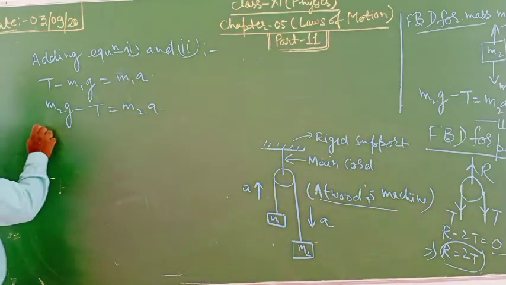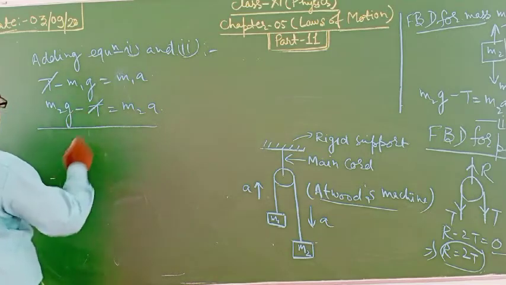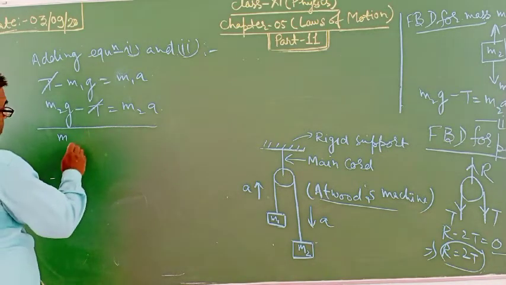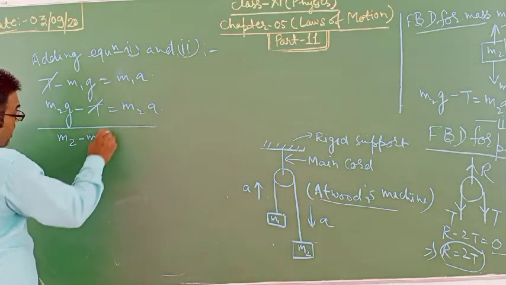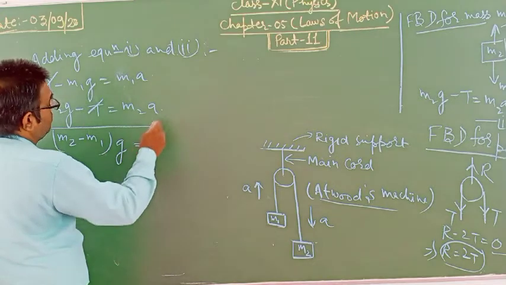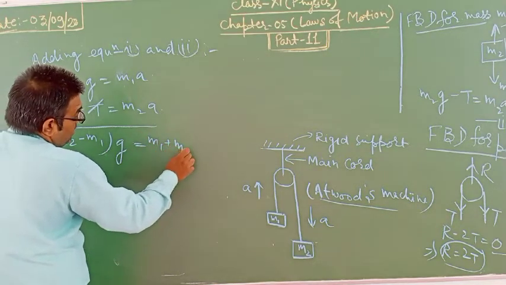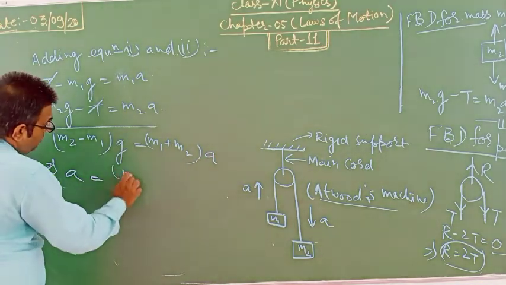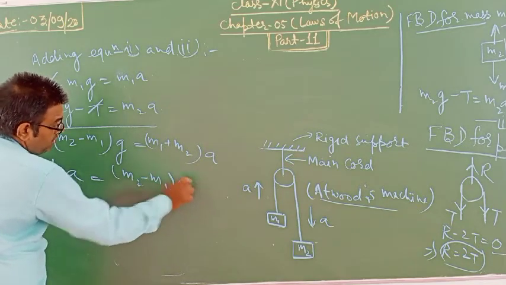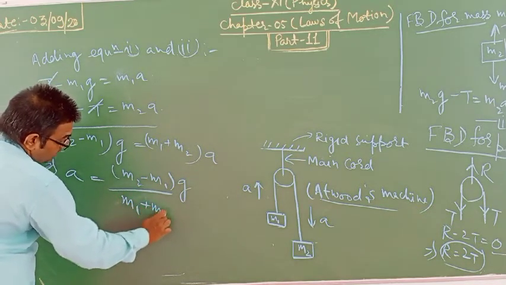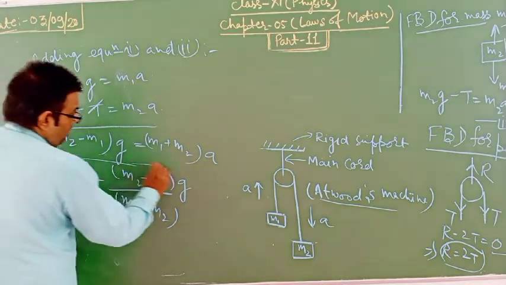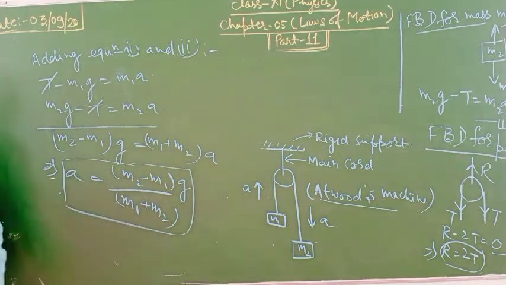Now if you add these equations, then T and T cancel out and you will get M2 minus M1 into G is equal to M1 plus M2 into A, and from here you will get A is equal to M2 minus M1 into G upon M1 plus M2. This is the value of acceleration you have got.